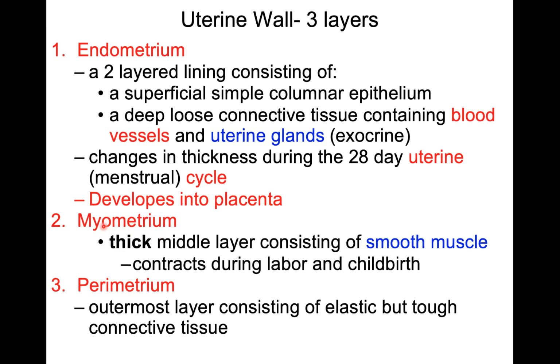Behind that is the myometrium. Myo means muscle. This is the really thick muscle layer, and it's made of smooth muscle, and this is what contracts during child labor. The last layer is the perimetrium. This is the outermost layer. It's not a muscle. It's just a connective tissue layer, and it's elastic, and it holds everything in place in terms of fallopian tubes, the cervical os, the fundus of the uterus. It's all covered with the perimetrium.